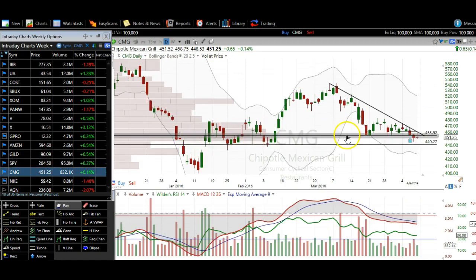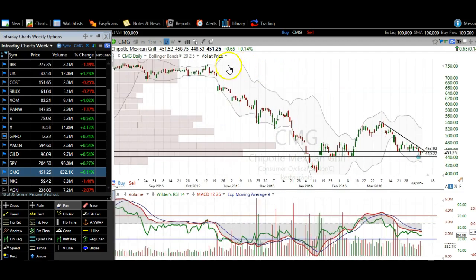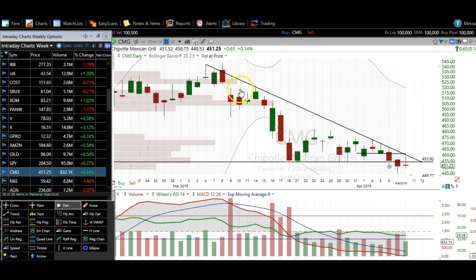Next, I'm going to cover Chipotle. Chipotle has been in a downtrend since early March. Well, it's been in a downtrend since October of 2015, but just more recently, we've got a nice little downtrend line to work off against. Since the beginning of March, we've got a few touches, several touches right here in this range.